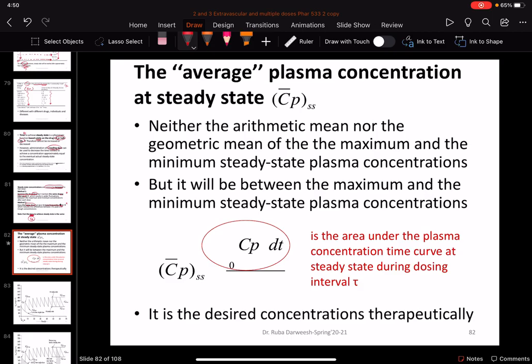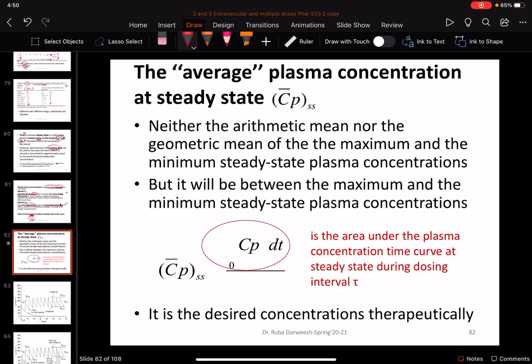Okay? The average steady state concentration, which again is something that you already know, is a concentration between the maximum and minimum concentration at steady state, and it's not the geometric or arithmetic mean, so you don't just have the summation of both of them over 2. It's actually a concentration between the maximum and minimum, and it's usually used in clinical practice to define if we are within the range that we want.